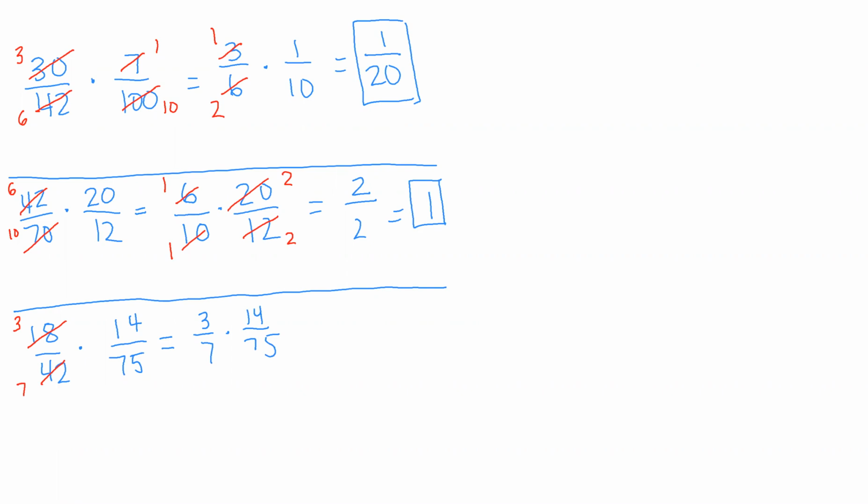And then we can start simplifying again. At this point, I'm very drawn to the 7 and the 14. I know 7 and 14 have a common factor of 7. So 7 divided by 7 is 1, and 14 divided by 7 is 2. And then I also noticed the 3 and the 75. 75 and 3 have a 3 in common. 3 divided by 3 is 1, and 75 divided by 3 is 25. So now I have no other common factors. 2 and 25 have nothing in common. So I multiply across. I get 1 times 2 all over 1 times 25.